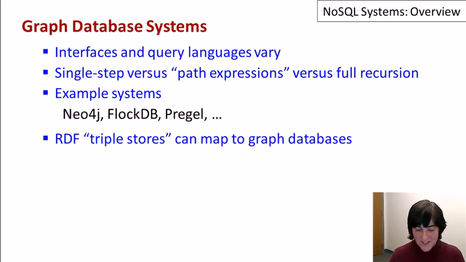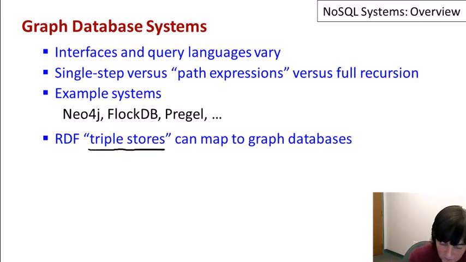A few example systems, again, as of November 2011, you knew I was going to say that, are Neo4j, FlockDB, and Pregel, and these systems actually differ quite a lot from each other. I also wanted to mention RDF. RDF is the Resource Description Framework, and there's something known as the RDF triple stores. RDF is based on objects having relationships to other objects, so you can almost think of those as two nodes with edges between them, so you can imagine how RDF can be mapped to graph databases.